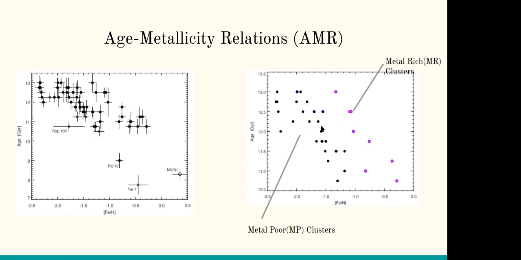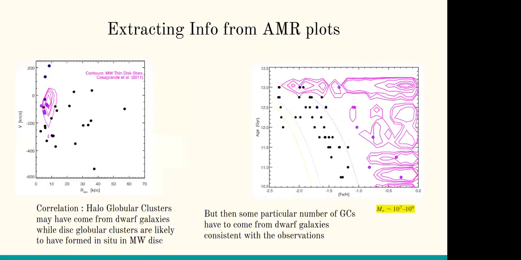We can, at first sight, infer that there is a segregation of these two types of globular clusters on the age-metallicity plot. The halo globular clusters are clearly seen to be more metal-poor than the disk globular clusters. And so the authors try to extract more information from the AMR plots.